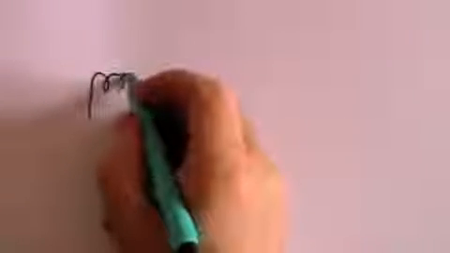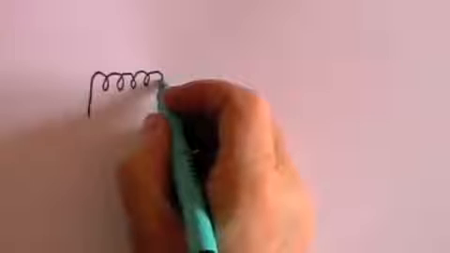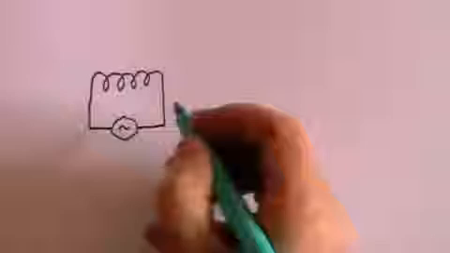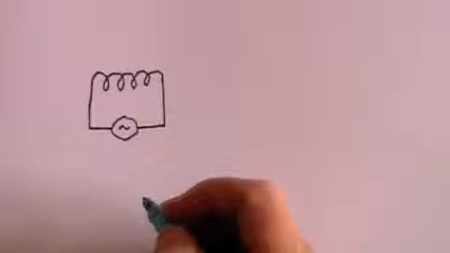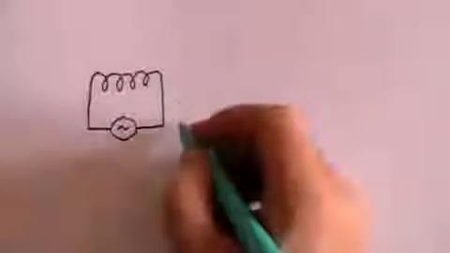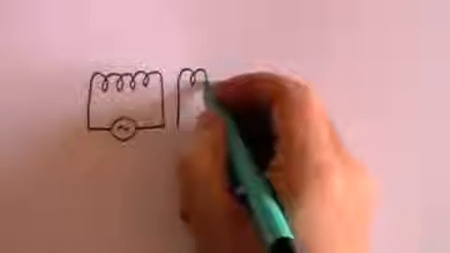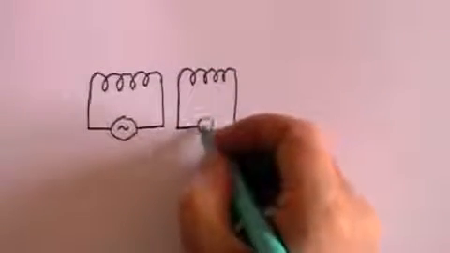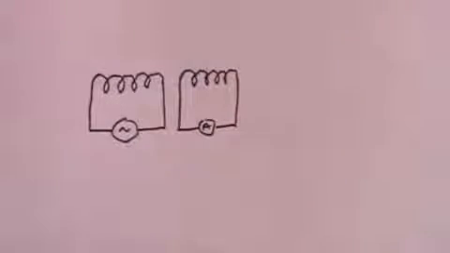Now we consider transformers and alternators. Let's suppose we have a solenoid, that's a coil of wire, attached to an alternating current. Remember, we need an alternating current because we need a current that's constantly changing, a voltage that's constantly changing, because only in changing flux do you get any induced current. And here's a second coil of wire which has got an ammeter connected to it.